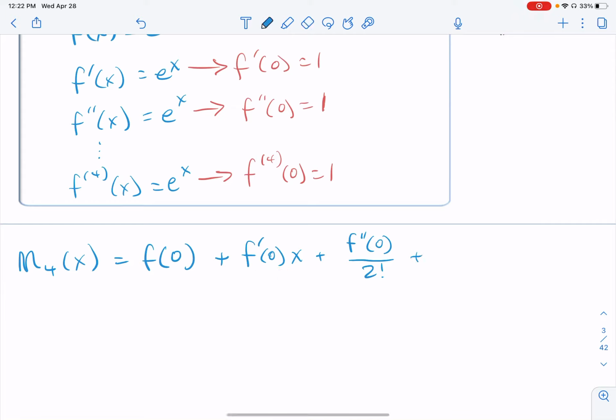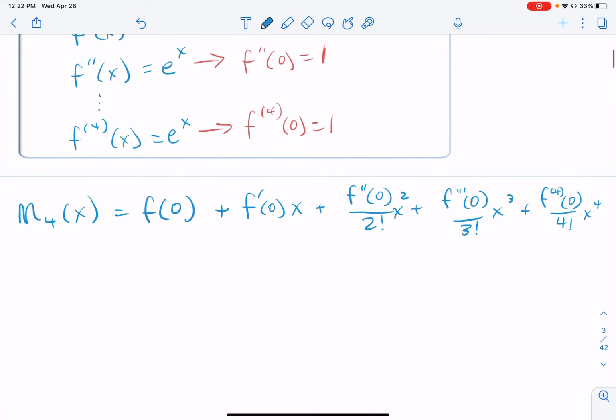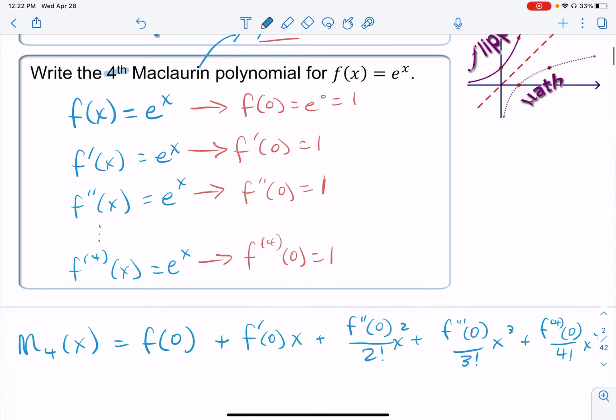Exactly. Plus f triple prime, the third derivative, that's what I'm trying to say, over 3 factorial. I forgot the x squared on this one, x cubed, and then we need one more. Man, I didn't leave myself a lot of room. Fourth derivative evaluated at, why did I say 3? My God, what's going on here? Over 4 factorial times x to the fourth. Okay, so now all we got to do is just fill in all of our numbers here, which is going to be a piece of cake because they're all just 1s.